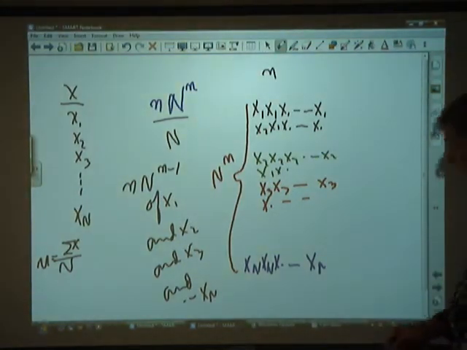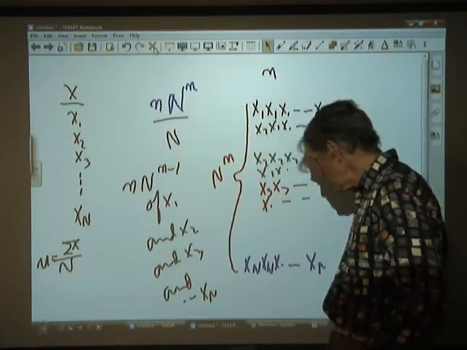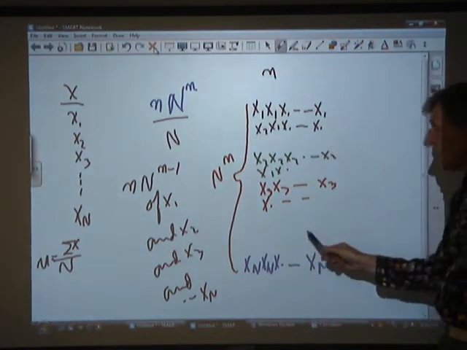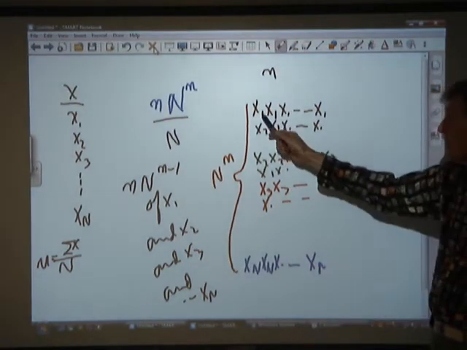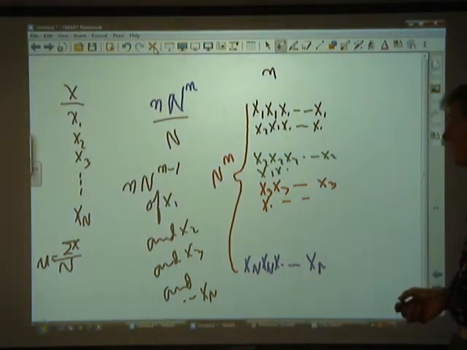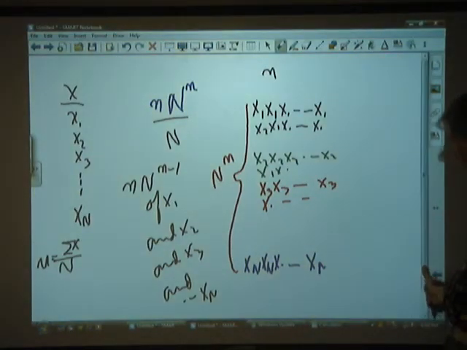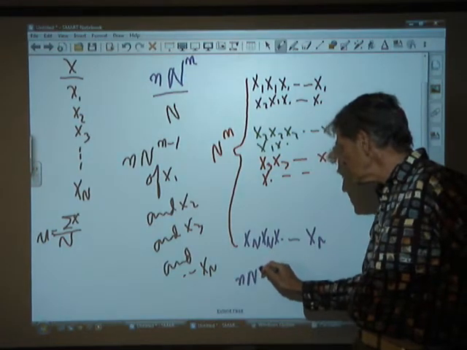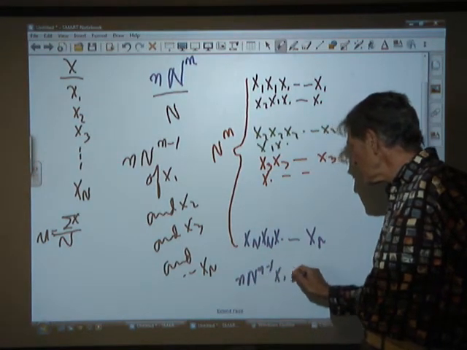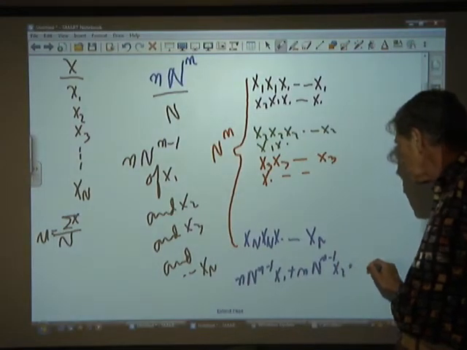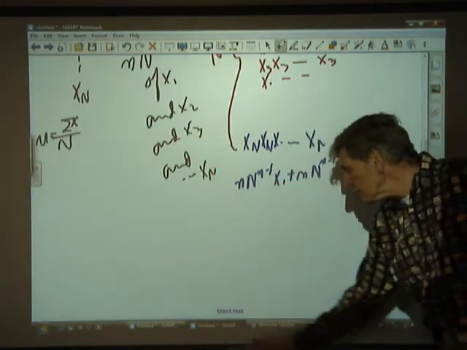Then, let's ask the final question for this part. What is the sum of all the entries in the table? If we added up all of the entries in this table, what would that sum come to? Well, let's ask how many x1s there are. There are n, capital N to the n minus 1, x1s, plus n, capital N to the n minus 1, x2s, plus all the way up to x sub capital N.